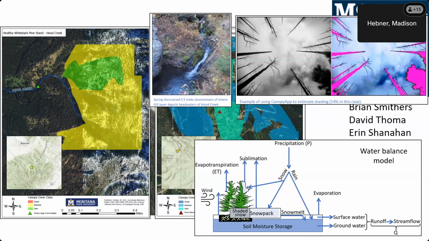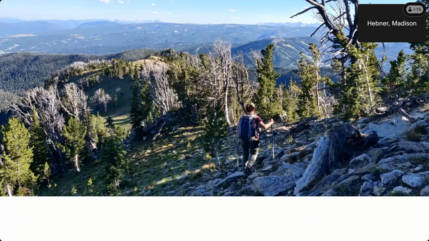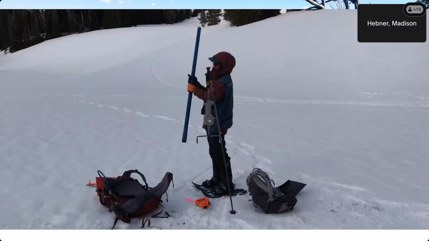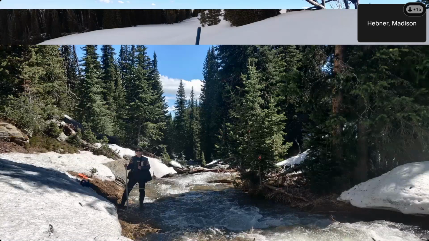So here are some photos that Tio shared of, I believe this is Highlight, among some pines, some dead pines. Making some snow measurements and also some stream flow measurements.